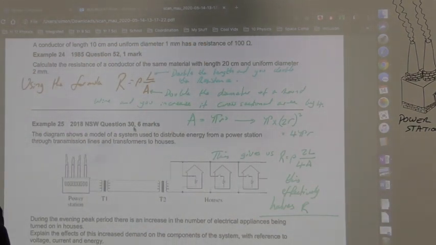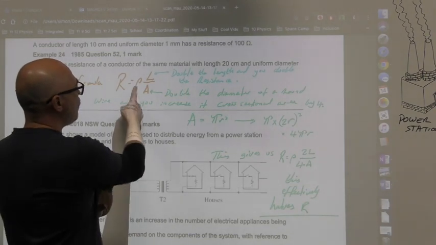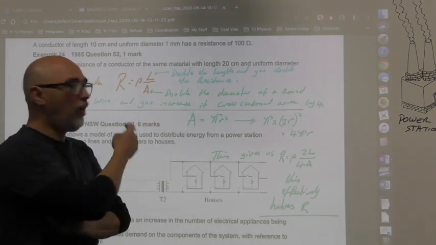Here, just to show what they can possibly ask you: a conductor of length 10 centimeters and a uniform diameter of 1 millimeter has a resistance of 100 ohms. Calculate the resistance of a conductor of the same material with length 20 centimeters and a uniform diameter of 2 millimeters. What they've essentially done there is doubled the length, and doubled the diameter. So what you need to do is ask yourself, what effect would changing these two values have on R?